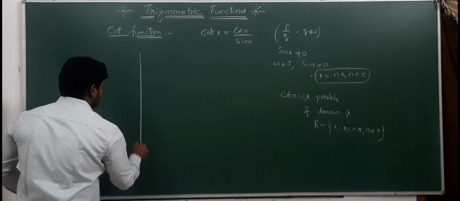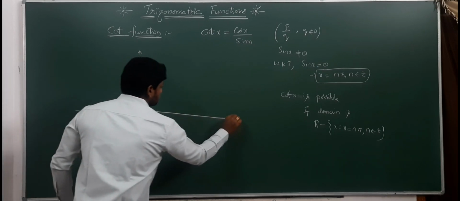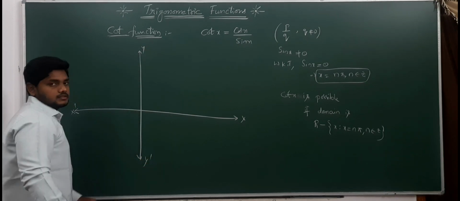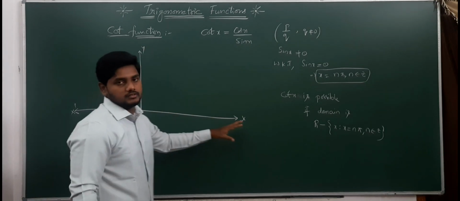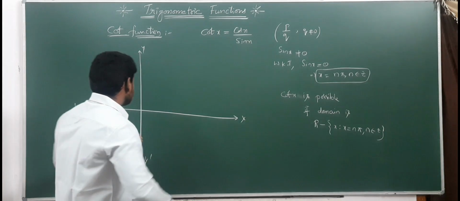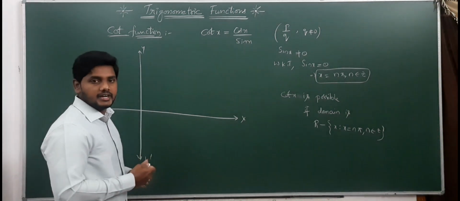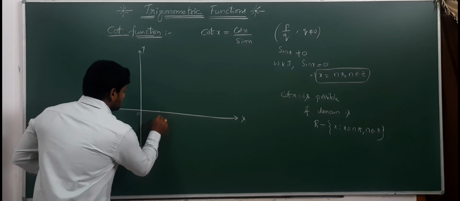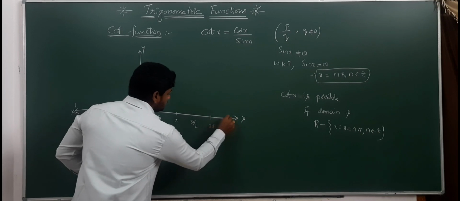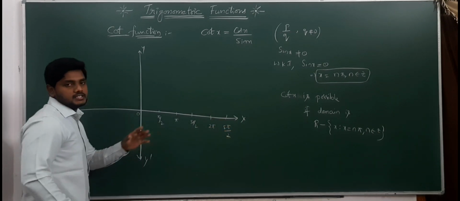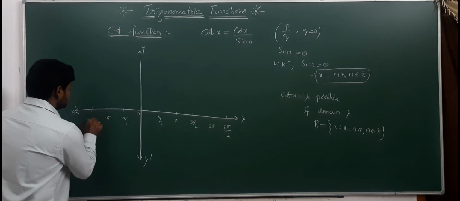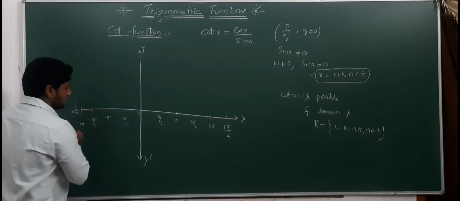So I will consider the x-axis and y-axis. This is the positive x-axis, negative x-axis, positive y-axis and negative y-axis. See, on the x-axis the values are the domain values, right? Whenever a trigonometric function is there, the domain should always be an angle. So on the x-axis I will consider angles in terms of radians. This is 0, this is pi by 2, this is pi, this is 3 pi by 2, this is 2 pi, and then 5 pi by 2 on the positive x-axis. On the negative x-axis, this is minus pi by 2, this is minus pi, this is minus 3 pi by 2, minus 2 pi, and so on.